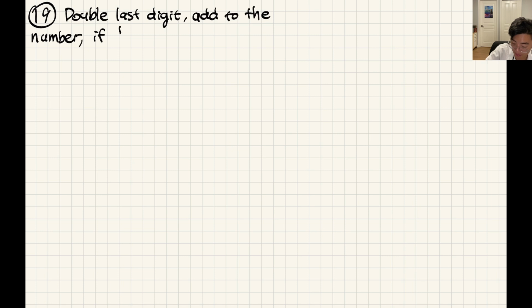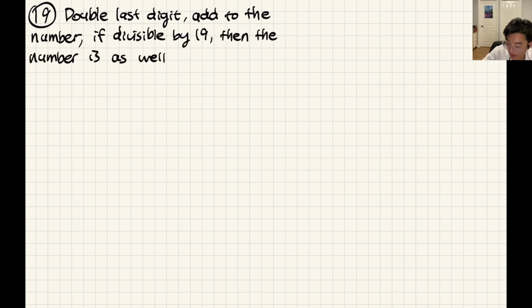This is similar, but again, different to the 7, the 13, and the 17 here. Right, so we double the last digit. But instead of 7, when we subtract, we add to the number. If this is divisible by 19, the number is also.